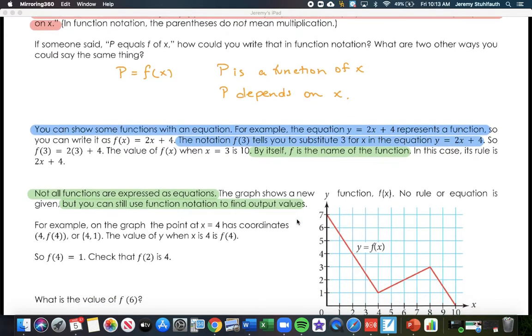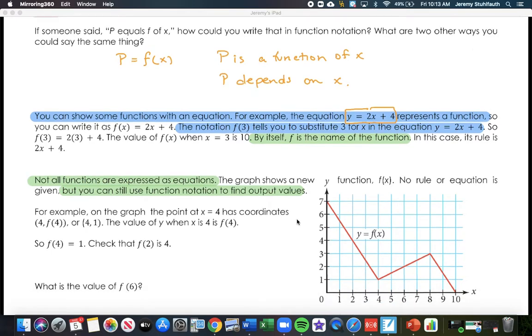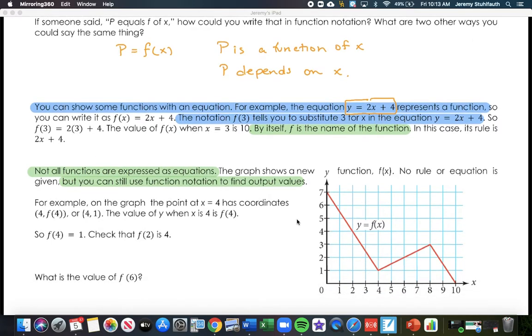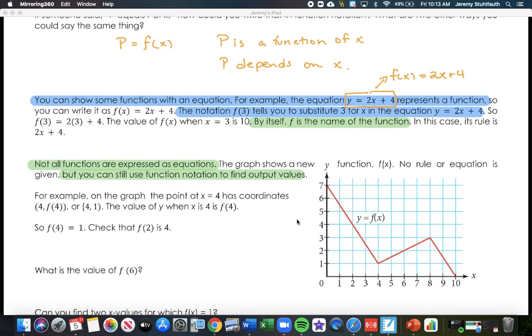Now, some functions represent equations. For example, the equation y = 2x + 4 represents a function. So we could rewrite y = 2x + 4 as f(x) = 2x + 4. And if you see the notation f(3), it is telling you to substitute 3 in for x in the equation y = 2x + 4.